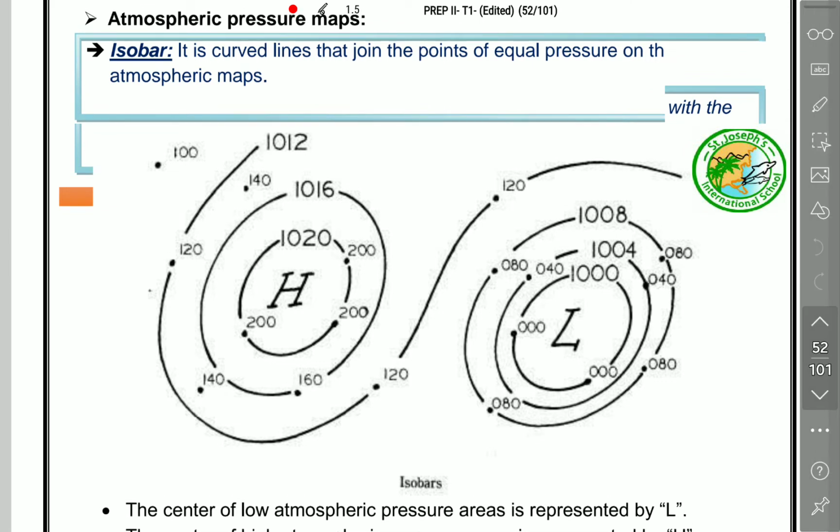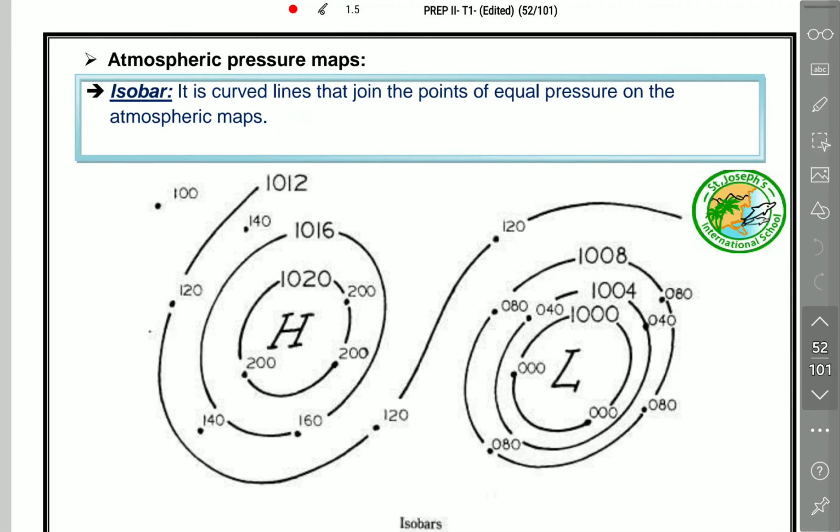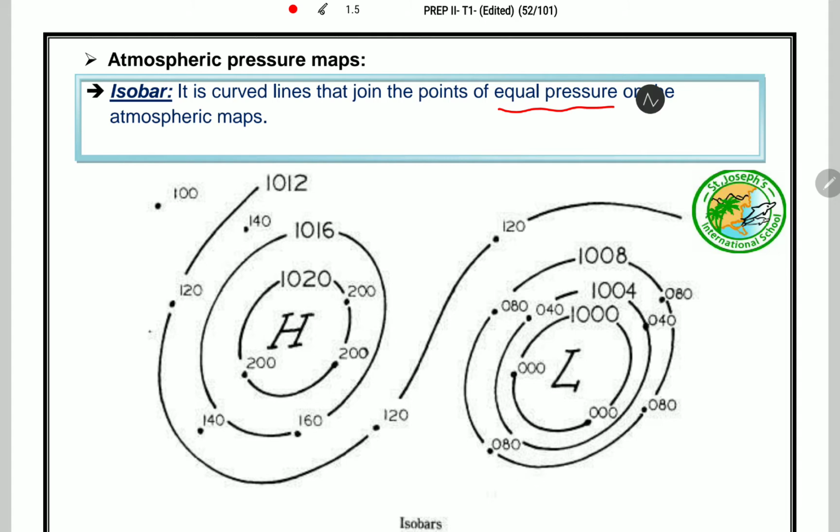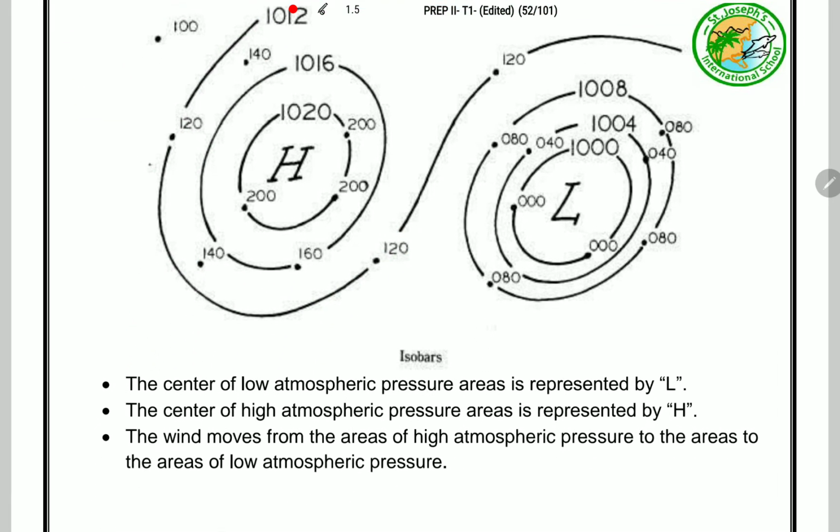In order to express this atmospheric pressure on maps, we use some curved lines called isobars. What are these isobars? They are curved lines that join the points of equal pressure on atmospheric maps. This is a point, this is another point, and here is a third point. This curved line joins the points of equal atmospheric pressure, and it is called an isobar.